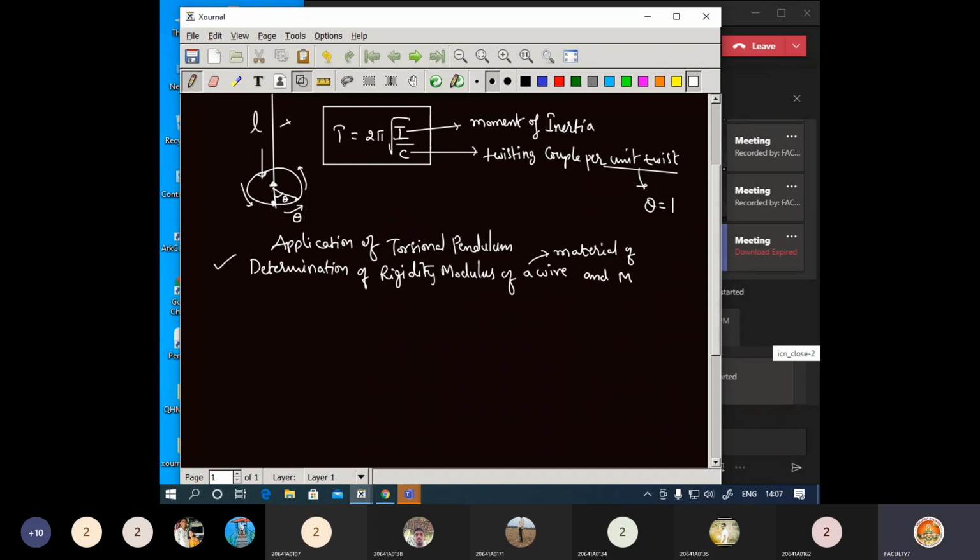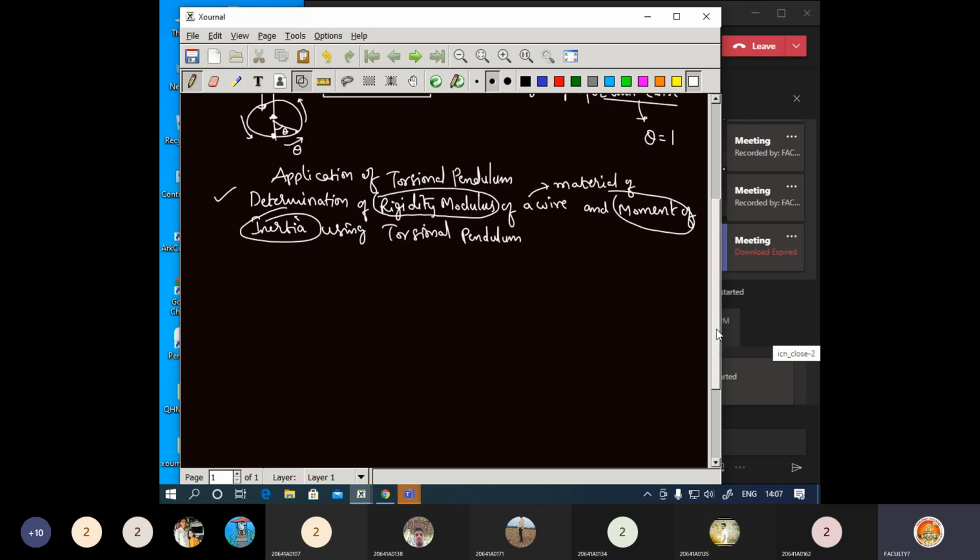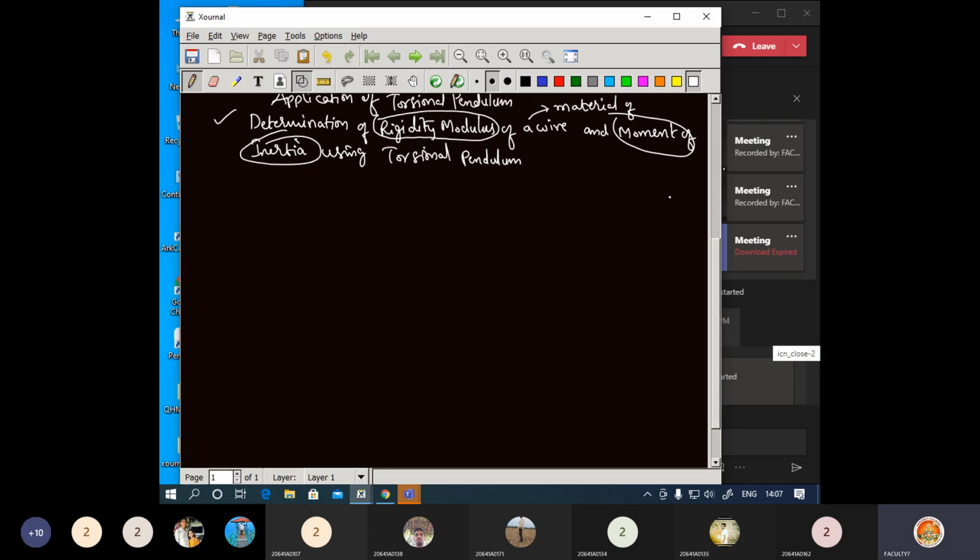And moment of inertia using the torsional pendulum. So here we are going to see two parts. The first part is regarding the rigidity modulus. The second part is about the moment of inertia. So these two things you are going to obtain by using the torsional pendulum. Now here let us take three simple diagrams.